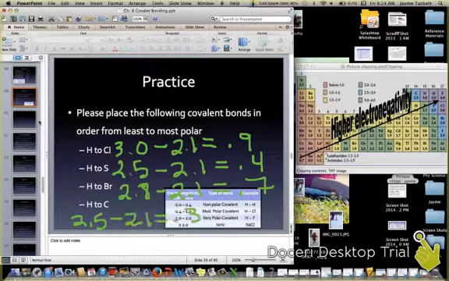Remember, again, the bigger the difference, the more polar the bond. So now we're just going to put them in order from least to most polar. So the smallest difference is down here with hydrogen to carbon. This is going to be my least polar. Then from that we have hydrogen to sulfur with a difference of 0.4. That's going to be the second one. After that we're going to do the 0.7, so there's my third. And then the most polar bond is hydrogen to chlorine with a difference of 0.9. So we're going to put it last from least to most polar.